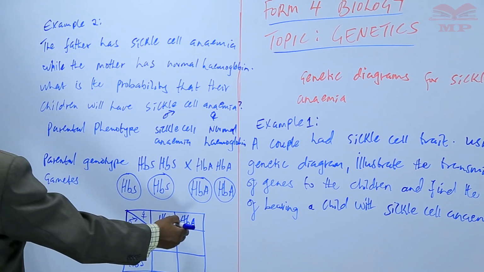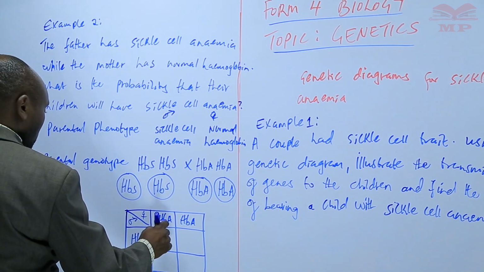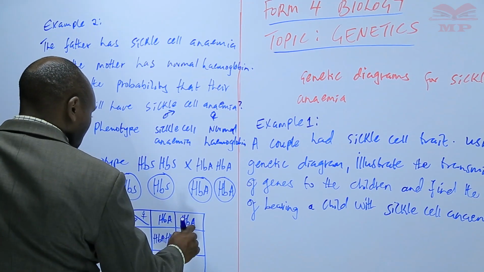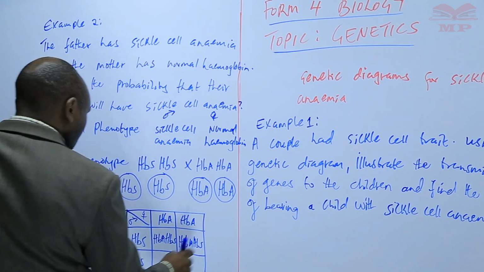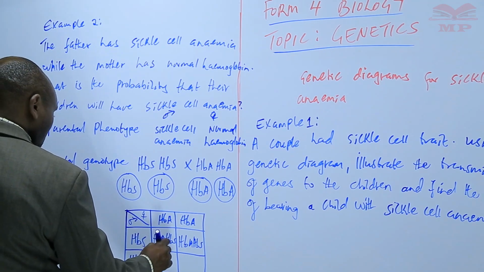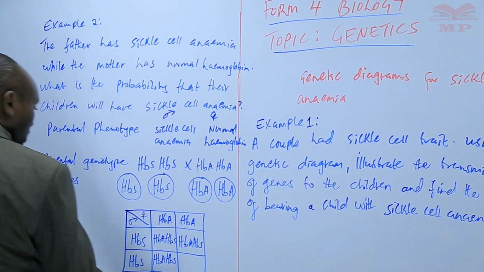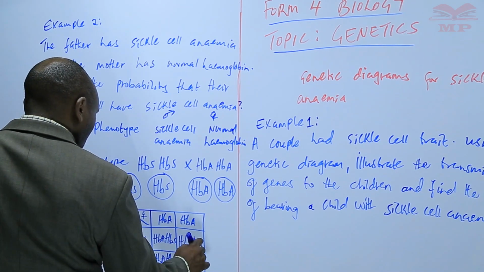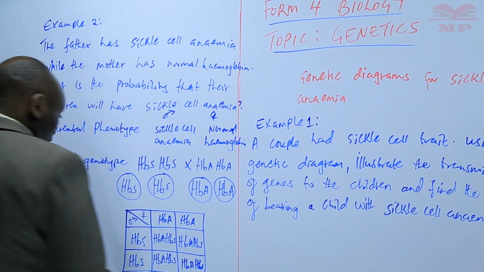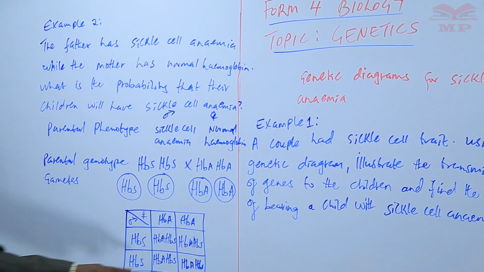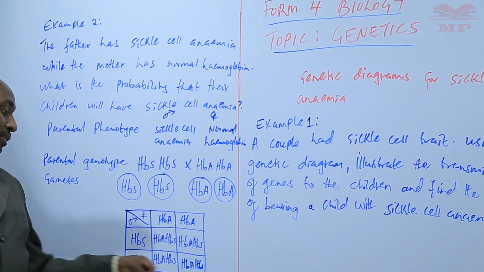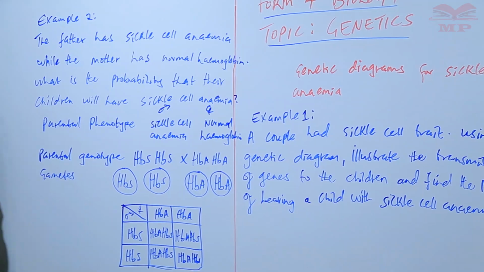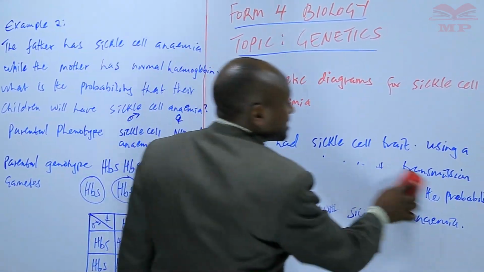So when you cross them, you get HbA, HbS. Also here you get HbA, HbS, HbA, HbS, and finally HbA, HbS. So from the diagram above, all the children will have sickle cell trait. None will have sickle cell anemia. So there is zero probability.